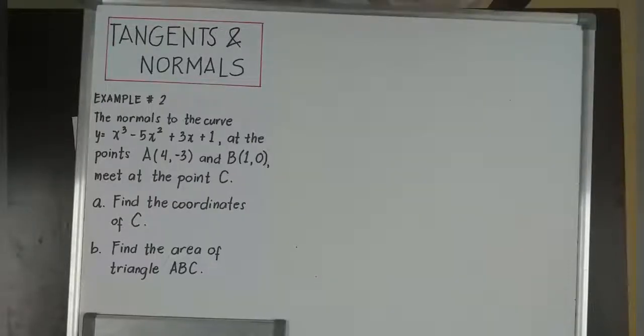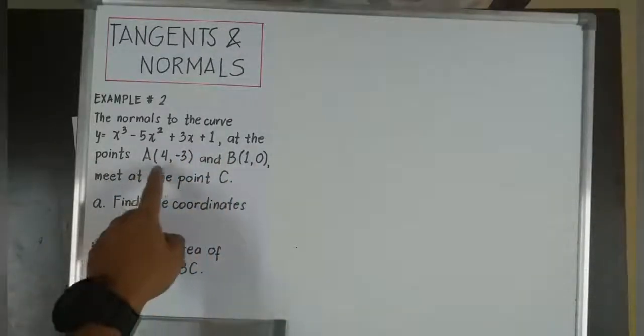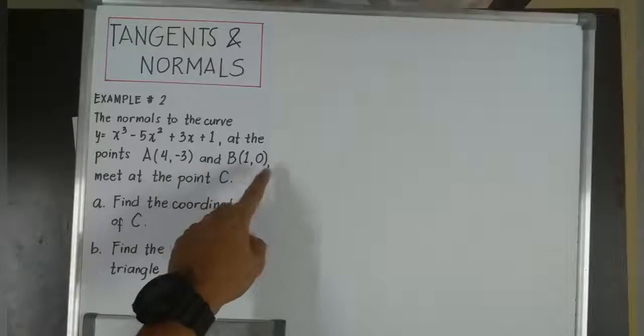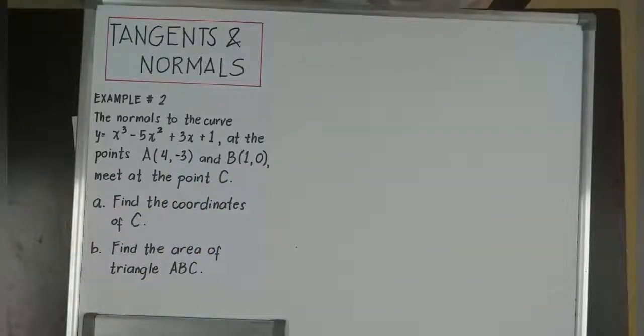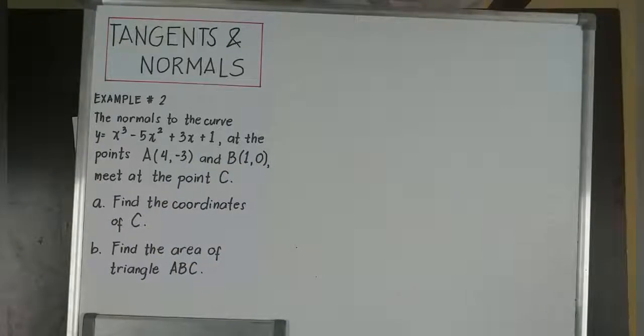Let us have another example for this lesson so that you have a variety of examples. Example number 2: the normals to the curve y is equal to x cubed minus 5x squared plus 3x plus 1 at the points A (4, negative 3) and B (1, 0) meet at the point C. So you have the normals at 2 points, the normals of the tangent at 2 points. Now, we have to find the coordinates of C.